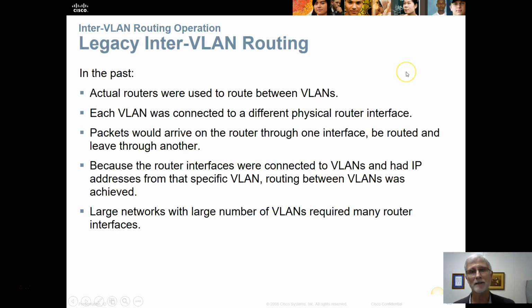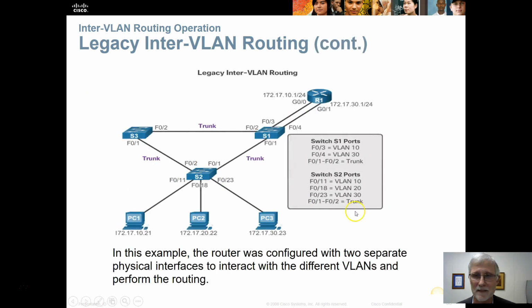Now, in the past, routers were used to route data between VLANs. You had to have a totally separate router interface for each VLAN. Basically all packets would arrive on that one interface and leave at the same time, so it all got really confusing. Because each routing interface is connected to a VLAN, in large networks the number of router interfaces required was just terrible.